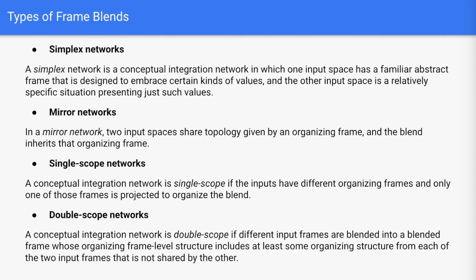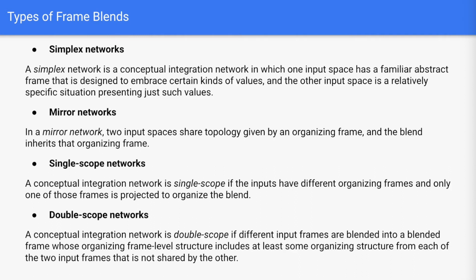In a mirror network, two input spaces share topology given by an organizing frame, and the blend inherits that organizing frame. Third, the single-scope network. A conceptual integration network is single-scope if the inputs have different organizing frames, and only one of those frames is projected to organize the blend.